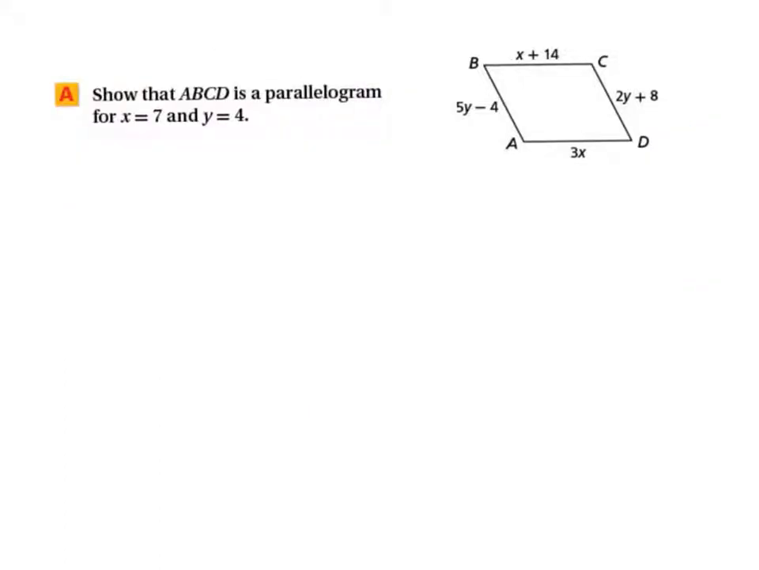Here they're asking us to show that ABCD is a parallelogram. So I'm going to need a condition from that list of conditions for parallelograms. But first, I'm going to plug in my x equals 7. For BC, that becomes 21 when you plug in 7. And for AD, plug in 7, 3 times 7 is 21. Then I'm going to plug in my y. On the left, for BA, that's 20 minus 4, which is 16. We do the same thing for CD, and we get 16 when we plug in 4. So I've proven that the opposite sides are congruent.